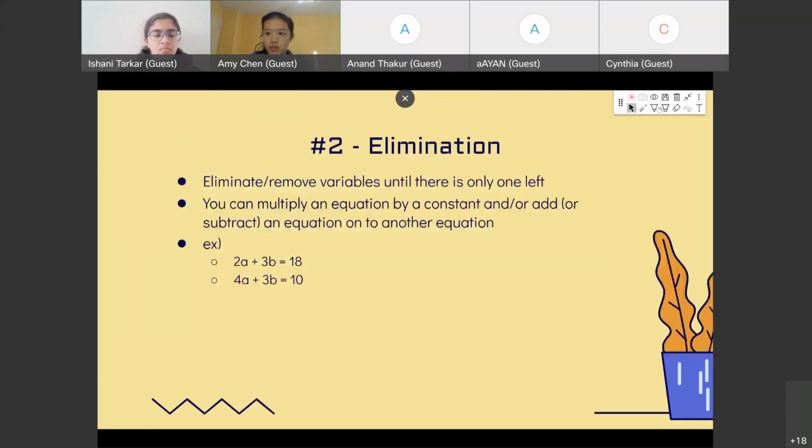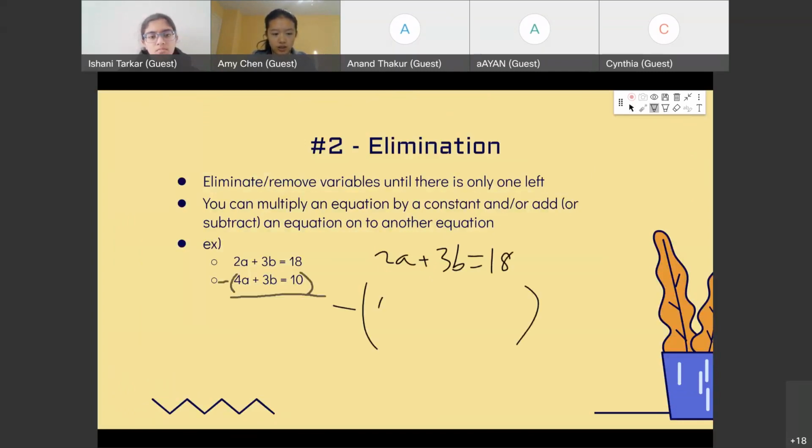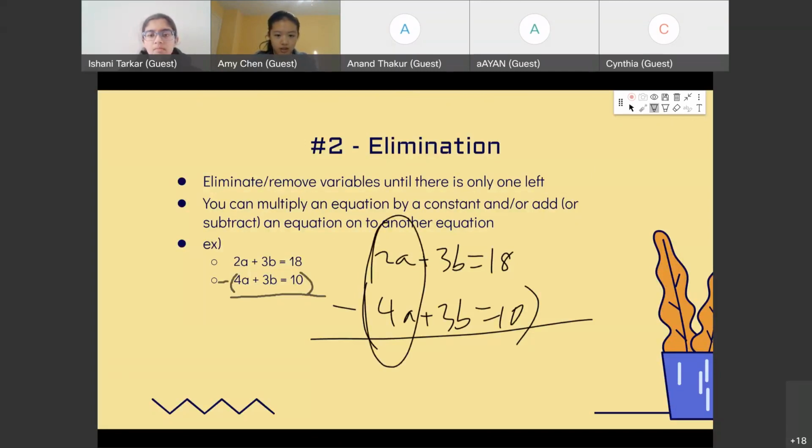So let's write it as is. 2a plus 3b equals 18, and we're going to subtract the second equation from it. So minus 4a plus 3b equals 10. Now we just subtract everything like a normal subtraction problem. So let's subtract the a. This will be negative 2a because it's 2a minus 4a. Then over here, 3b minus 3b is 0.